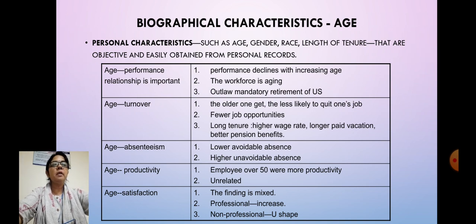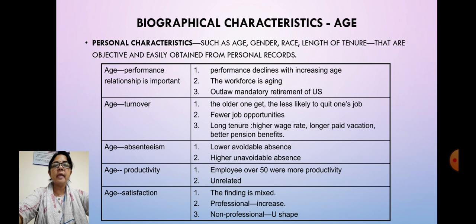Age is one of the factors. The age-performance relationship is important. Performance declines with increasing age. The workforce is aging, mandatory retirement is outlawed, and age is related to turnover. The older one gets, the less likely one is to quit one's job, due to fewer job opportunities, long tenures, higher wage rates, longer paid vacations, better pension benefits, etc.